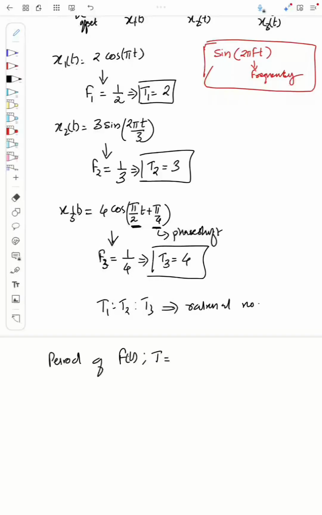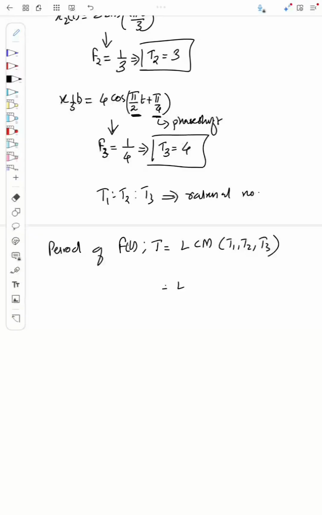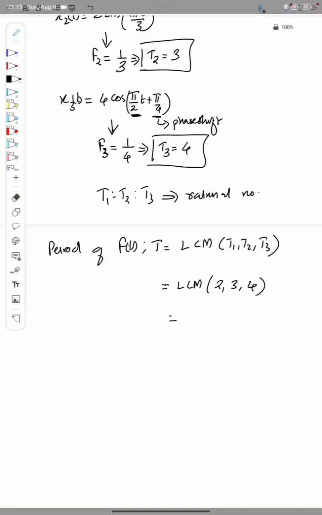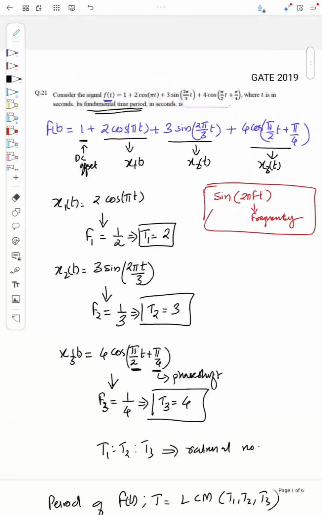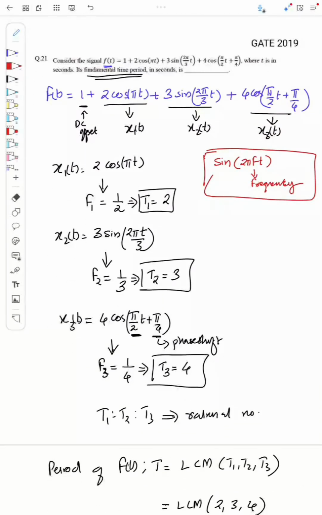We know the time period will be equal to LCM of t1, t2, t3. The time period T is the LCM of t1 which is 2, t2 which is 3, and t3 which is 4. So what is the LCM of 2, 3 and 4? That is 12. So the time period of this signal is equal to 12. So the answer is 12.